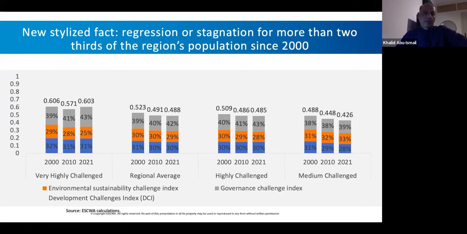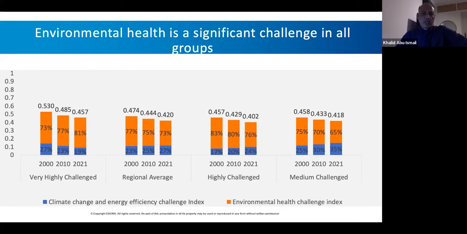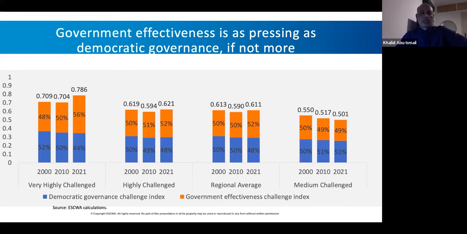And in fact, for countries that are in a very highly challenged category, there have been setbacks since 2010. When we look at the components within each of these challenges that are most pressing, quality education is the most pressing development challenge in the quality-adjusted human development component. Environmental health is the most significant challenge in the sustainability pillar, things that affect healthy life expectancy.